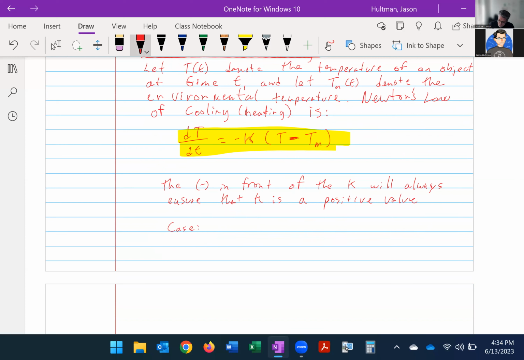Case one is when we have Newton's law of cooling, when the temperature of the item is greater than the ambient temperature, or environmental temperature. When T is greater than Tm, and we let K be a positive value, then that tells me that the rate of change is negative. It's going down. Then the object is cooling, and dT/dt is less than 0. So the rate of change is negative.